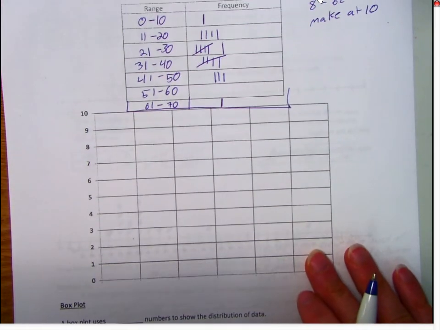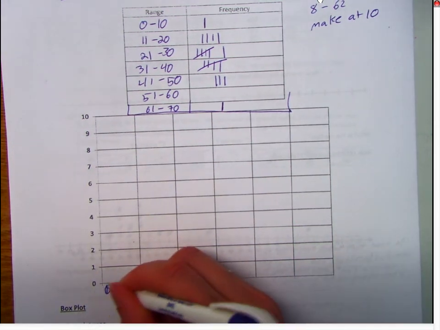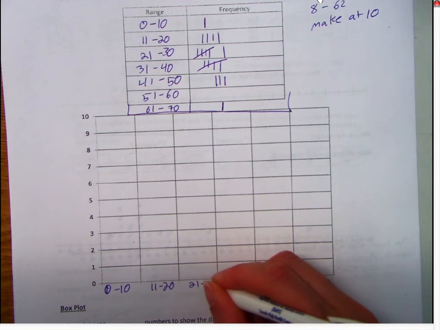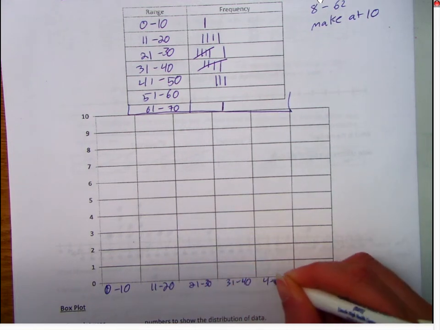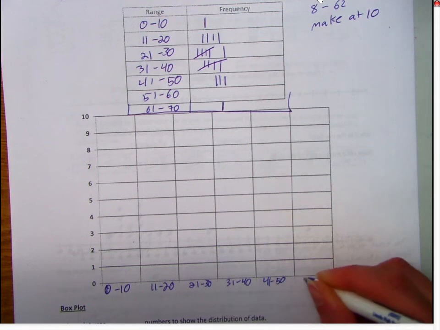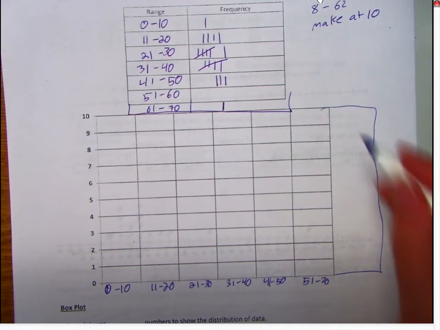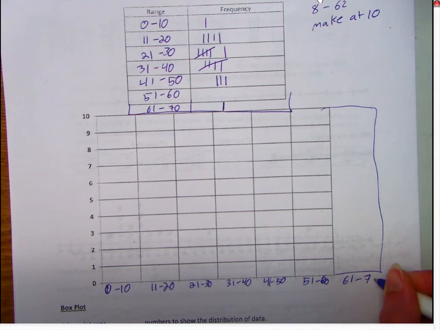Once you have that all set up, you want to go down to the bottom. You're going to put between 0 and 10, between 11 and 20, 21 and 30, 31 and 40, 41 and 50, 51 and 60, and then 61 and 70 I'm adding at the end.